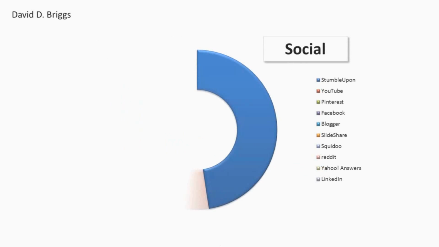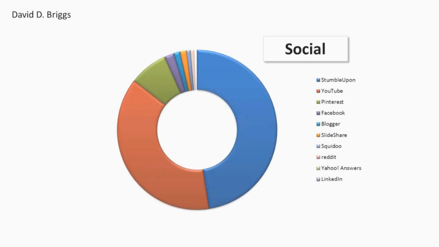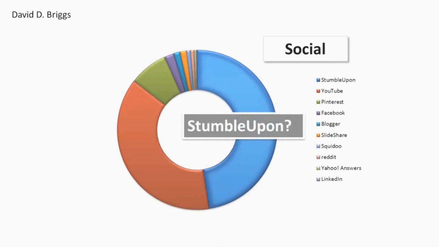My social traffic is also an interesting graph to look at. In fact, the latest report you're looking at here was kind of a shock to me. I expected to see traffic from YouTube, Pinterest, and Facebook, but I would have never guessed that StumbleUpon was sending me nearly half of all my social traffic. So this is something I definitely need to look into.